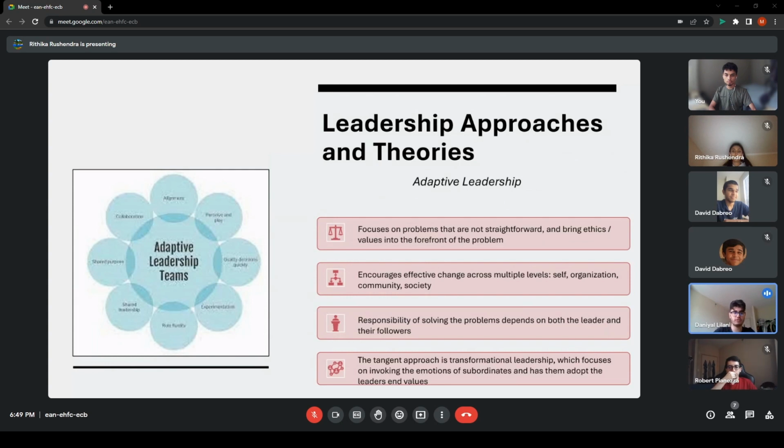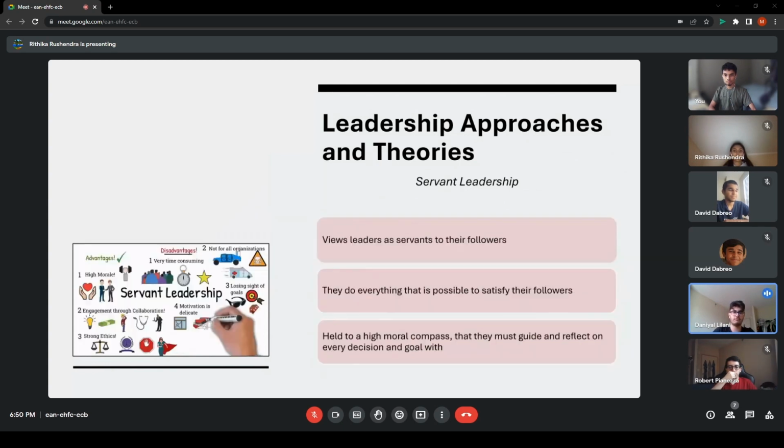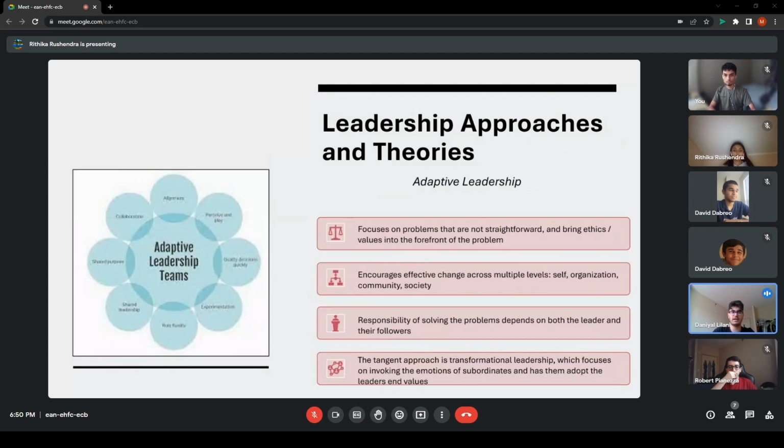A good tangent also to this approach, which I'll mention quickly, is transformational leadership, which focuses on invoking the emotions of subordinates and has them adopt the leader's end values. However, contrary to this, there's pseudo transformational leadership, which takes this concept and puts it into action for malicious goals and uses manipulation to achieve its purposes.